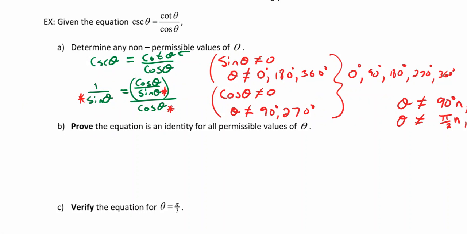Actually, you know what? I'm gonna start from this point we were at here, because we already did a bunch of the work. So it was 1 over sine theta is equal to, and then we had cos theta over sine theta over cos theta. Okay, and we call this the left side and that the right side. So I want to make sure that they're the same.